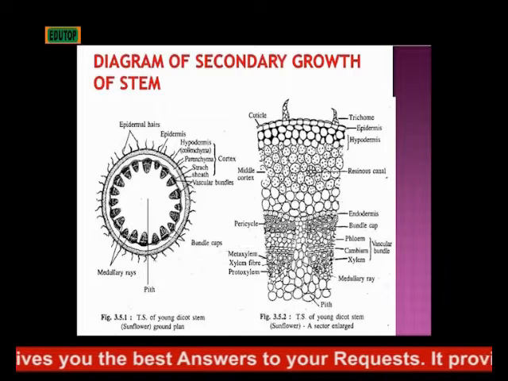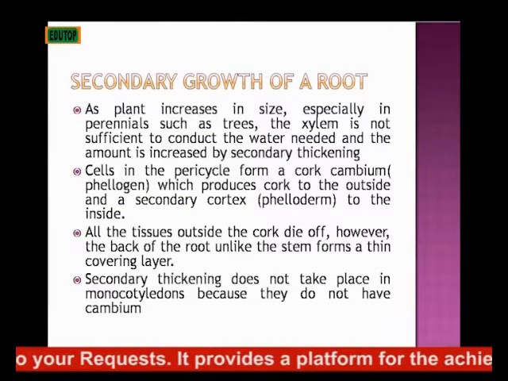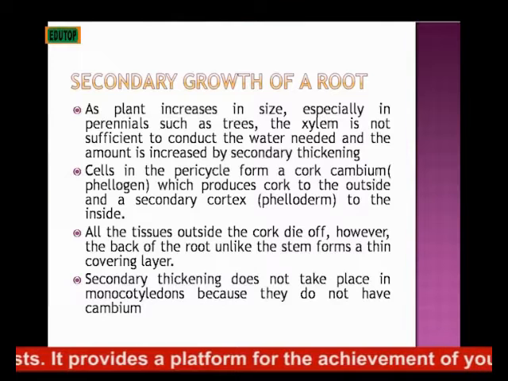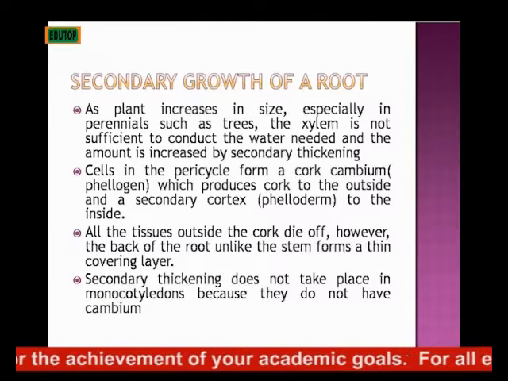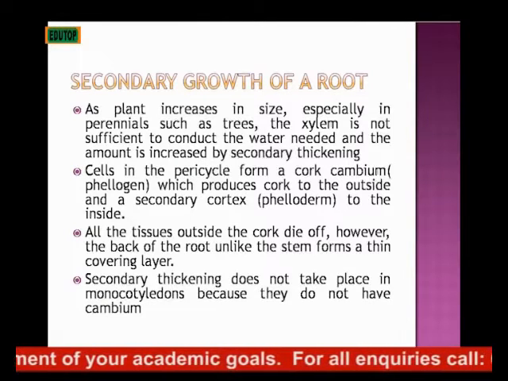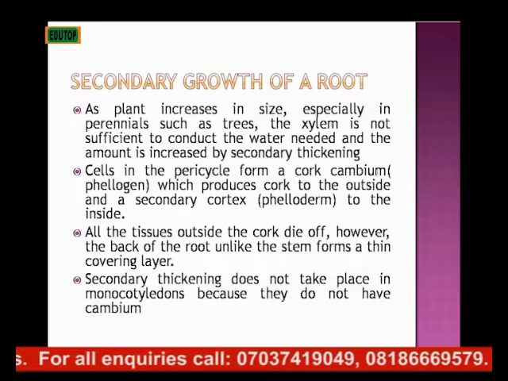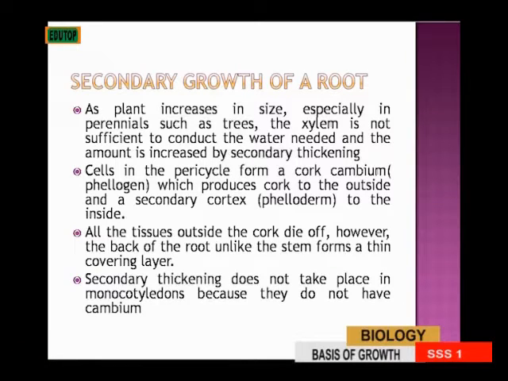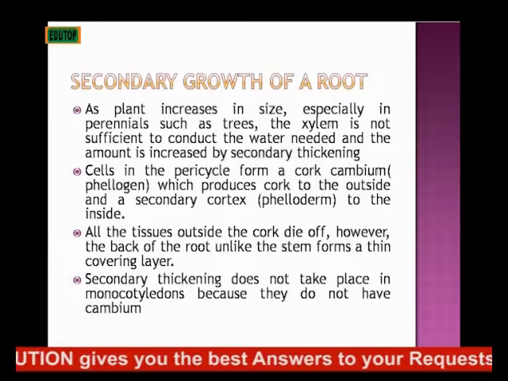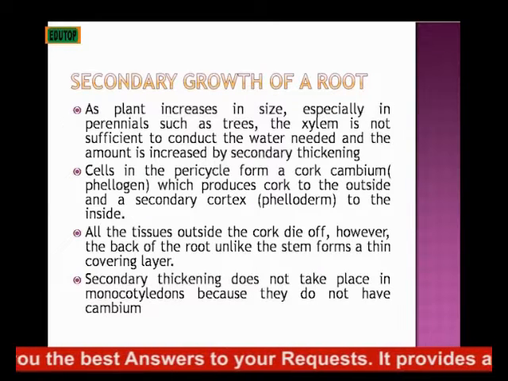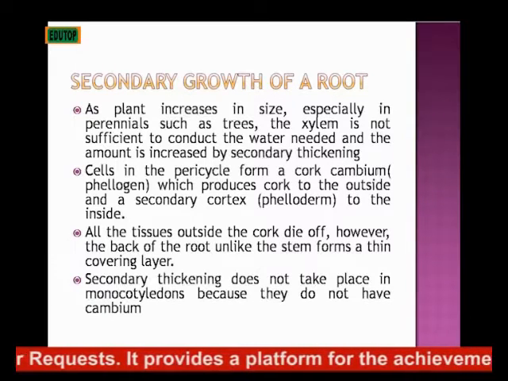Now we move on to the secondary growth of a root. How does the secondary growth of a root happen? As the plant increases in size, especially in perennials such as a tree, the xylem is not sufficient to conduct the water needed, and the amount is increased by secondary thickening. I said earlier that the xylem conducts water from the roots of the plants to the other parts of the body. But by the time the plant has grown so much and increased in size, the xylem is no longer sufficient to conduct the water that is needed for the plants. So the amount of water is now increased by what we call secondary thickening.